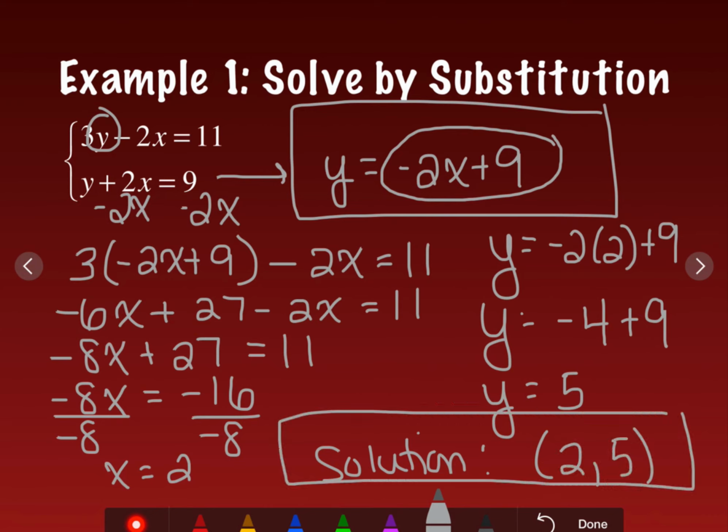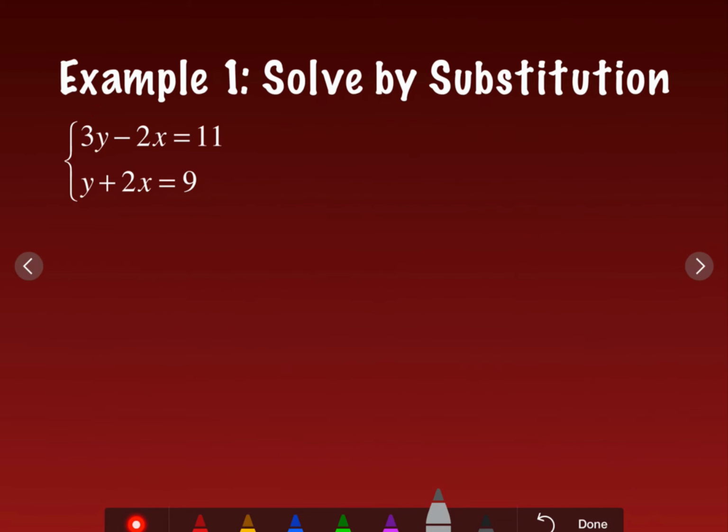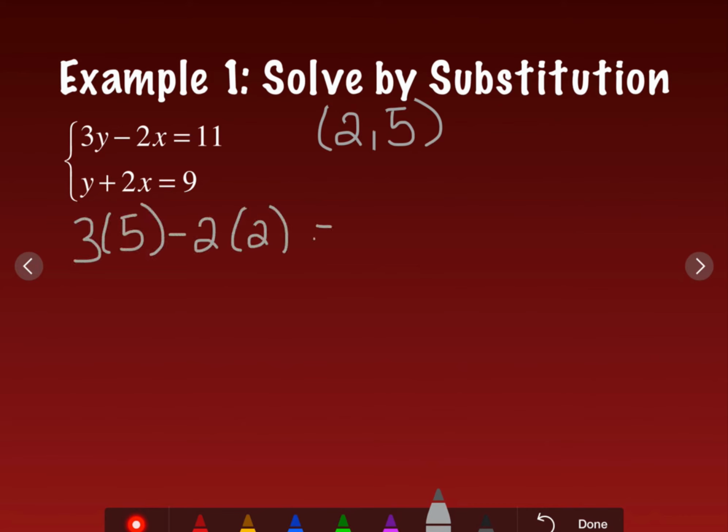Okay, we can check this in two different ways. We could check it by substituting 2 in for x and 5 in for y into both equations, or we could check it by using the graphing calculator. We're going to do both ways for this first problem. So remember, my solution that I'm checking is 2, 5. So 3 times 5 minus 2 times 2 equals 11. 15 minus 4 equals 11, and that checks.